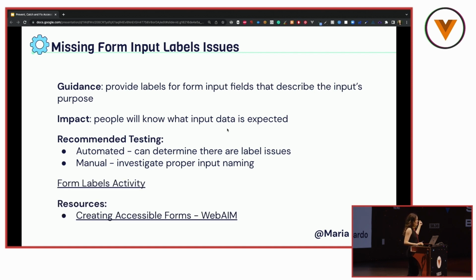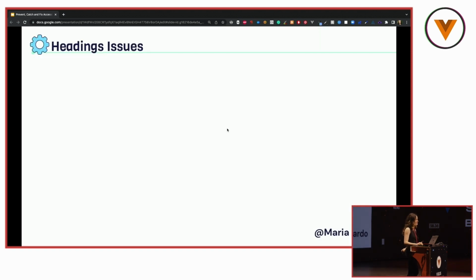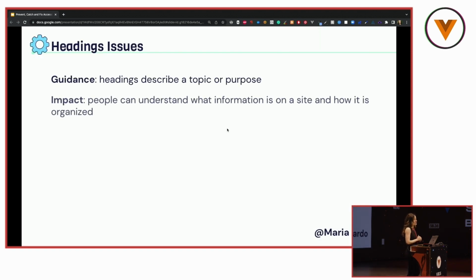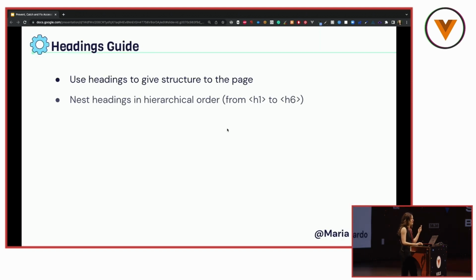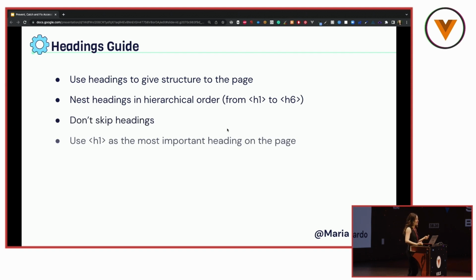And there's a nice resource there to create accessible forms through WebAIM. Then we also want to make sure that your headings are descriptive, that they follow and provide context to the rest of the page, so that people understand what kind of information exists there and how it's organized through your page. You have to do manual testing to make sure that it's descriptive enough. And then there are some resources on how to test for those. So make sure you're providing heading structure, nesting in hierarchical order, not skipping any heading levels, using your H1 as the most important heading on the page, and using descriptive language.